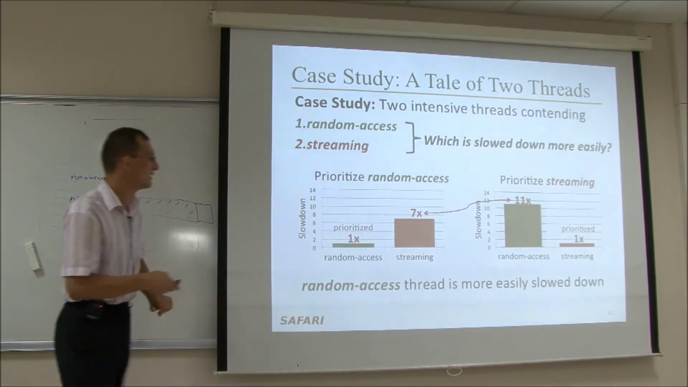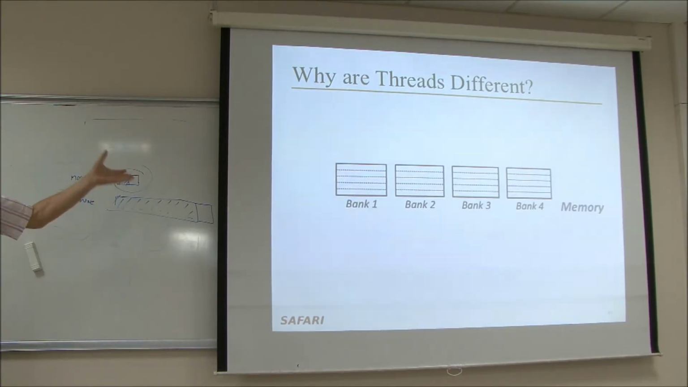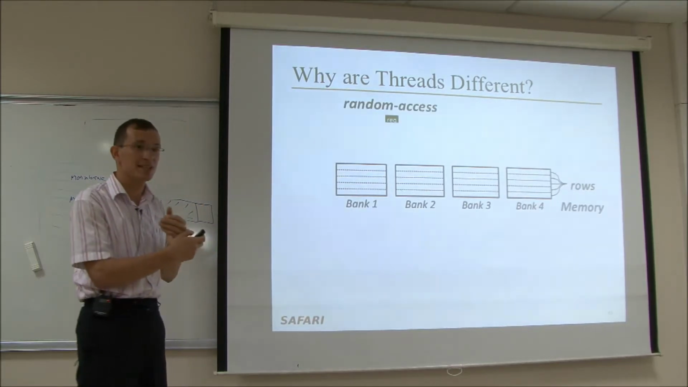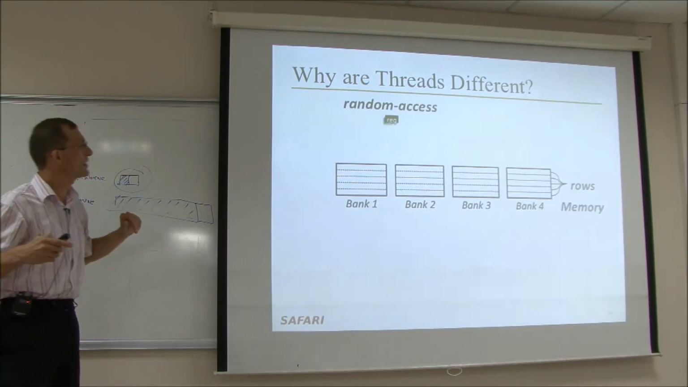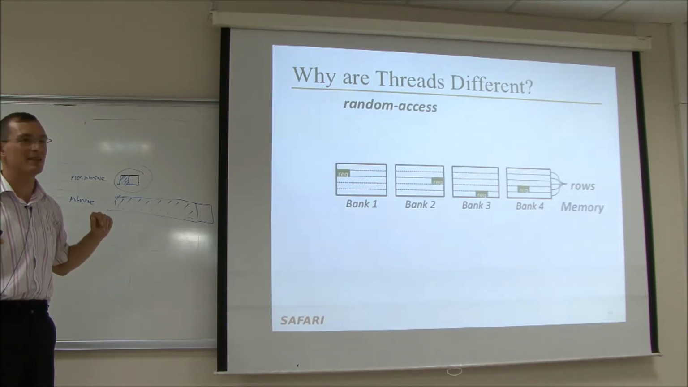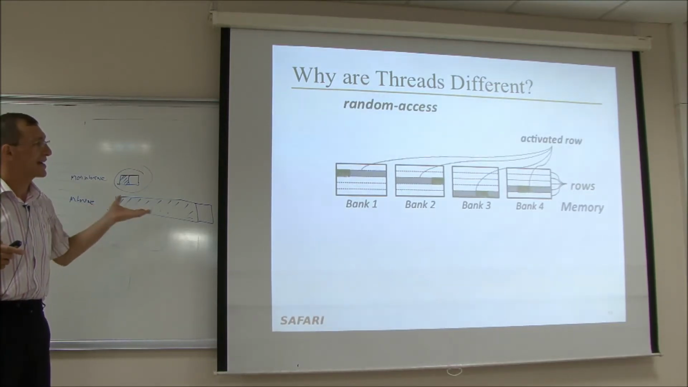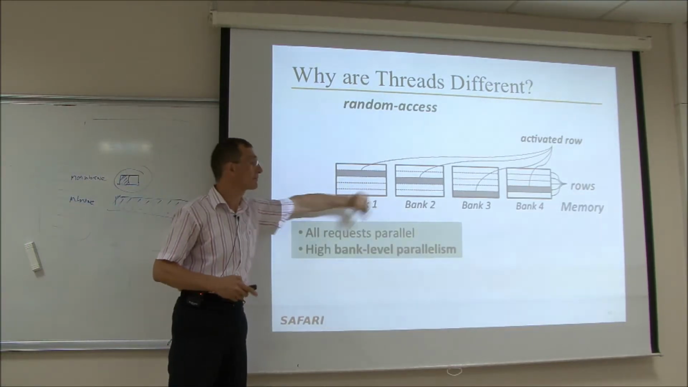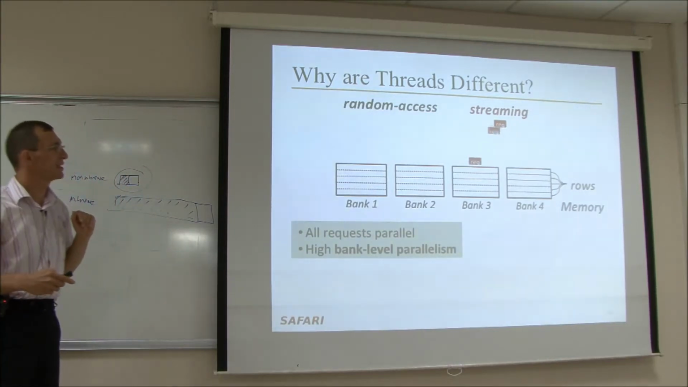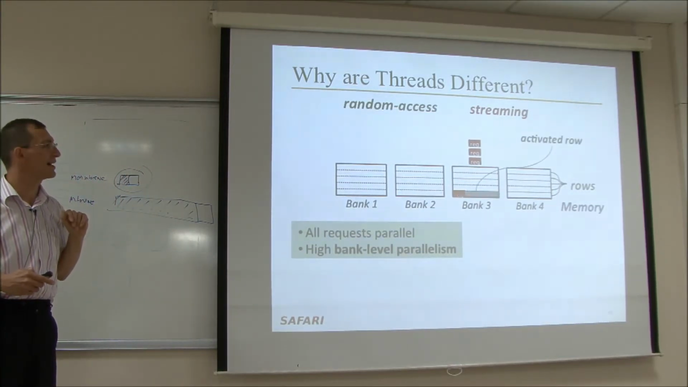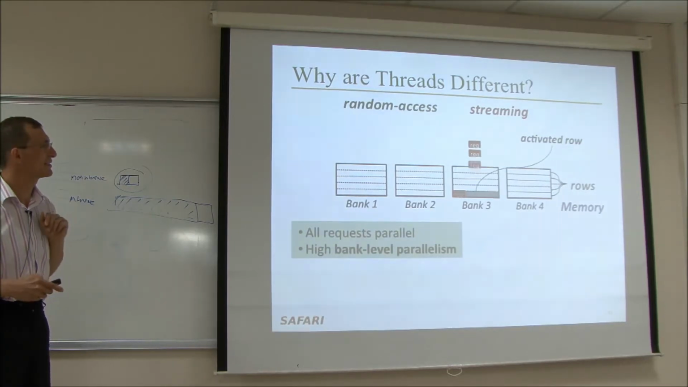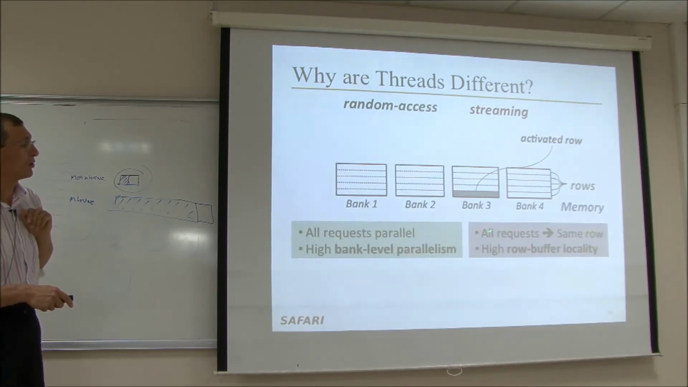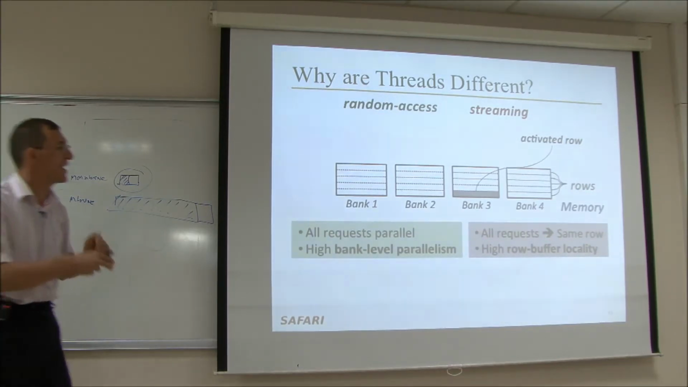So why is this different? I'll just give you the intuition. Let's take a look at this memory with multiple banks. A random access thread, for equal memory intensity, spreads its requests to different banks, right? And these go to different banks, and they activate different rows. And all requests are parallel. It has high bank level parallelism, right? Whereas a streaming thread keeps sending requests to the same bank for a while. So it activates a row and does this, as I've shown you earlier. Basically, it has all of its requests go to the same row in a bank, and it has high row-buffer locality, at least for a while.